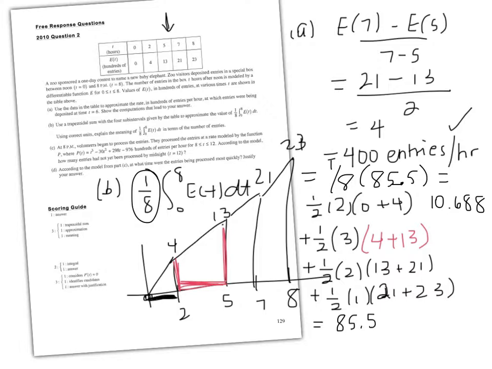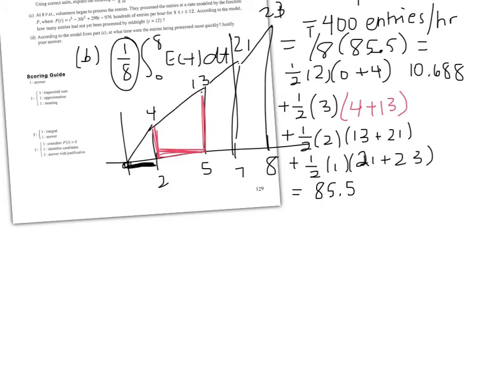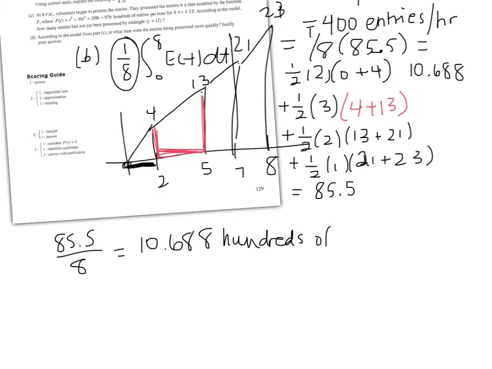Okay, so think about what that is. It says, using correct units, explain the meaning of this. So what does that 1/8 represent? Why am I doing a 1/8? How is this related? It's 8 hours, so this is related to a formula we learned in class. What's it called? Average value. The average value. So this is the average value of the function. Okay, so this is the average. Let me write it down here. So 85.5 divided by 8 equals 10.688, or 10.687 if you truncate, and this is hundreds of entries.